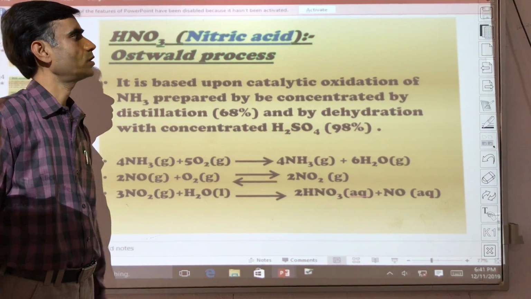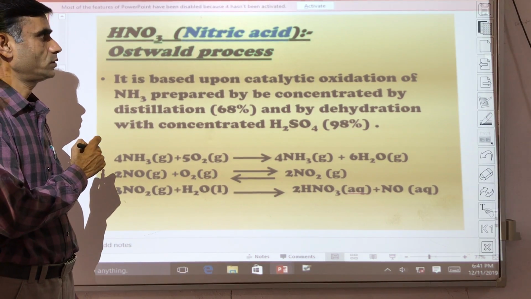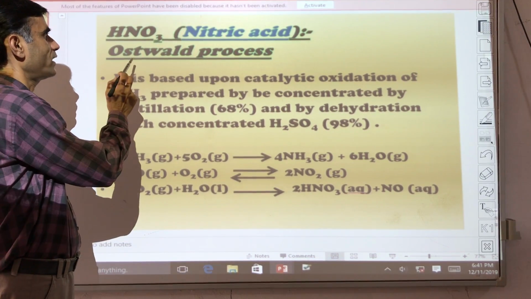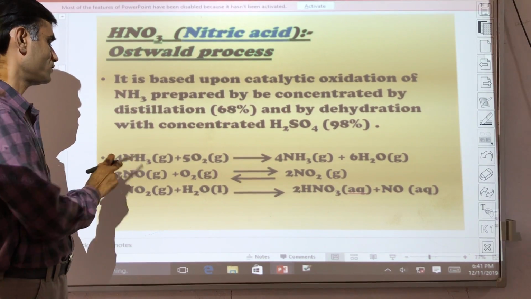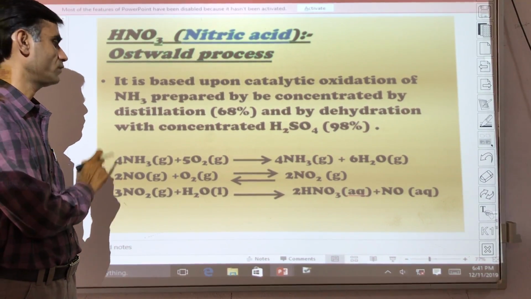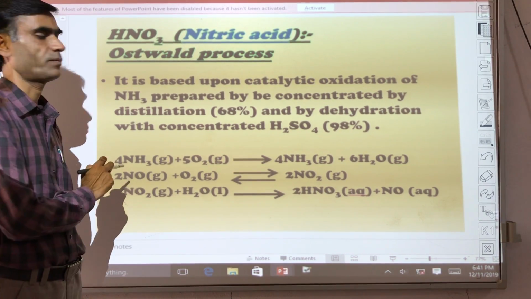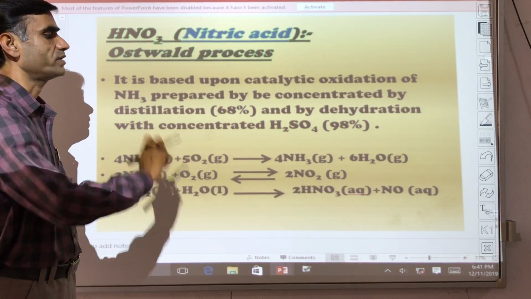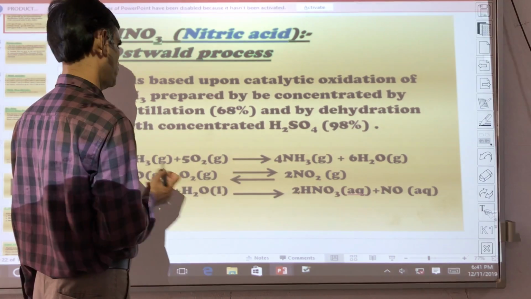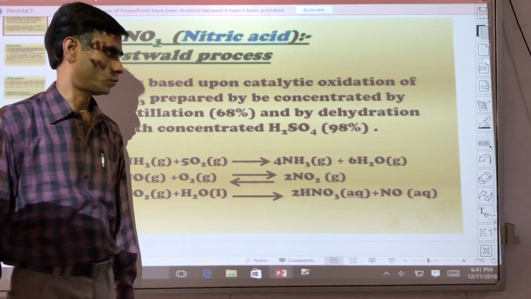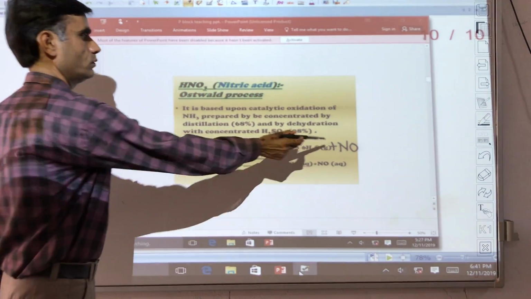Now, as we have seen about ammonia, another important compound is nitric acid. How do we prepare nitric acid? We prepare nitric acid by an important process called the Ostwald process. In this process we take the help of ammonia already prepared, we oxidize it, then we get NO. This NO is again oxidized to form NO2, and this NO2 is oxidized to form nitric acid. Of course this NH3 will not be here, it should be NO. Like this it should be.